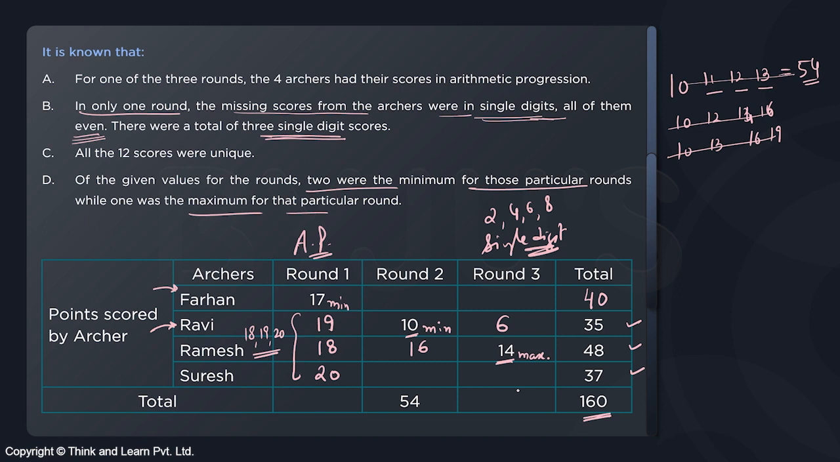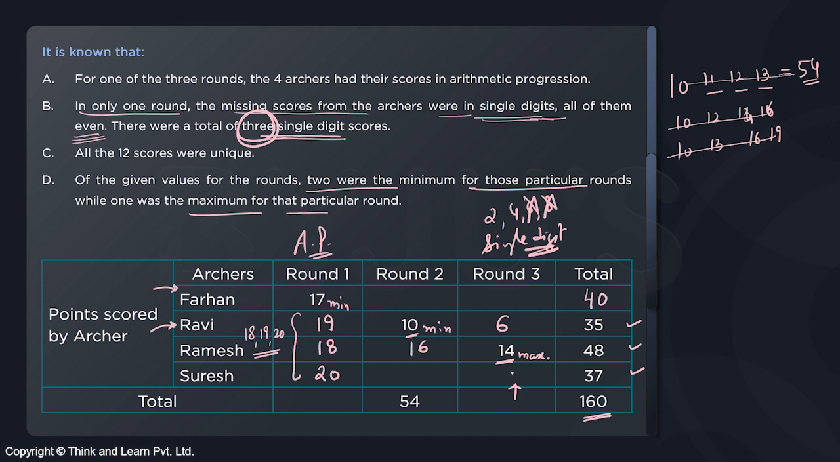How can I write 17? I have to write a single digit even number here. I cannot write 6. Just think of this. How can I make 17 now? Can I write 8? No. 8 plus 9 would be 17. I have only 3 single digit scores. So I cannot write 9 here.